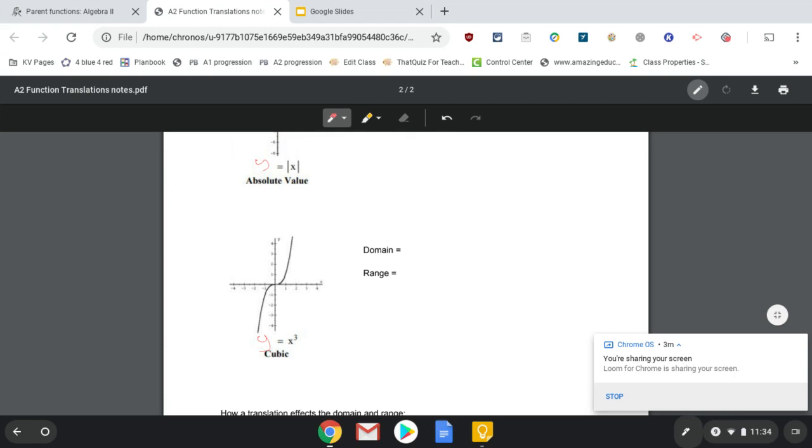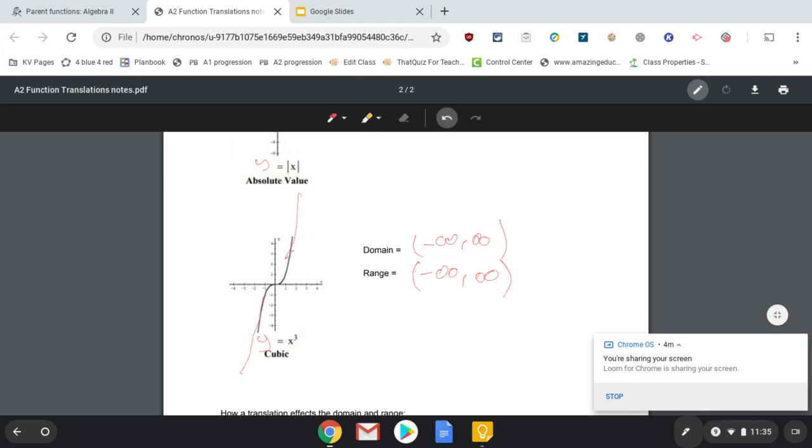Now the cubic function is a lot like the linear function. Remember, the linear function just did this little number. It's really similar to that one. The domain, it goes left and right forever, really slowly. It goes down to the left forever and up and to the right forever. And the range is also negative infinity to infinity because it goes down forever and up forever.